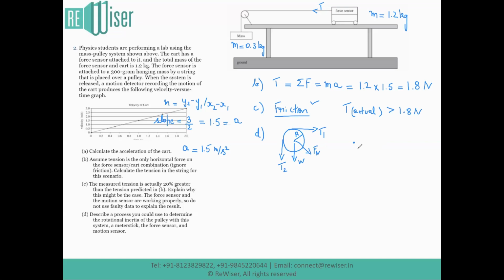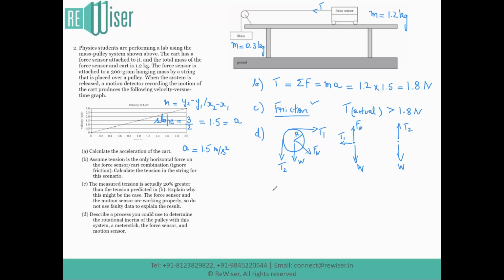Now, for the force sensor and the cart combination, we have the free body diagram depicted like this. Its weight is downwards. Its reaction force, denoted by N or Fn, is upwards, and tension T1 is towards the left. For the third mass, the mass that is hanging, its weight is acting downwards as usual, its tension T2 is acting upwards, and the resultant force is obviously downwards.